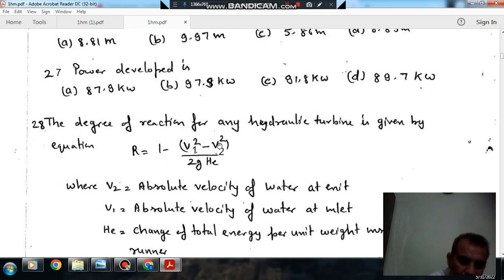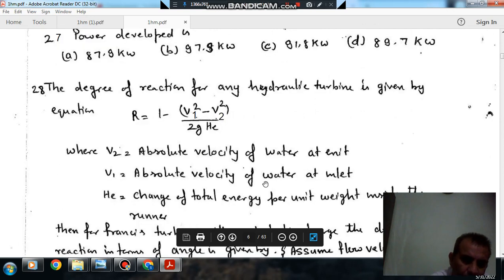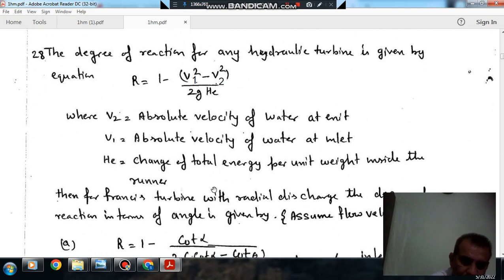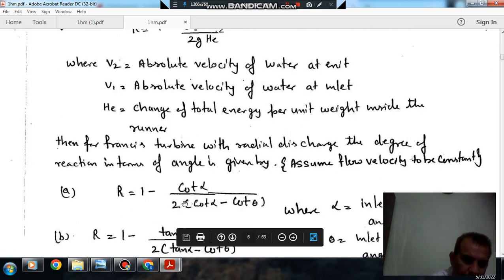1 minus (V1 square minus V2 square) divided by 2gHe, where V2 is the absolute velocity of water at exit, V1 is the absolute velocity of water at inlet, and He is the change in total energy per unit weight inside the runner. Then the Francis turbine with radial discharge, the degree of reaction in terms of angle is given by, assume flow velocity to be constant.